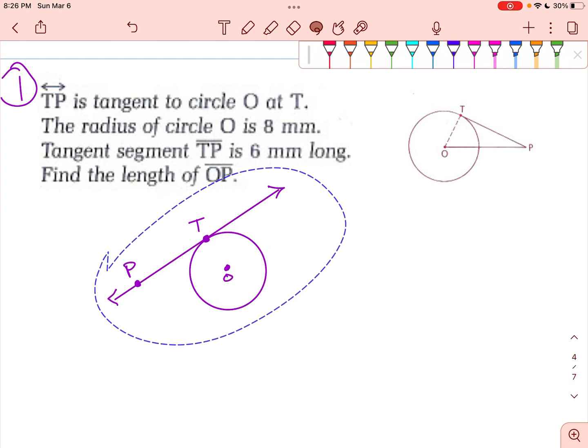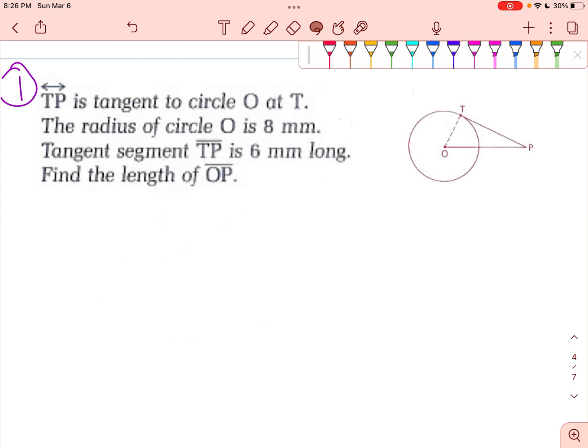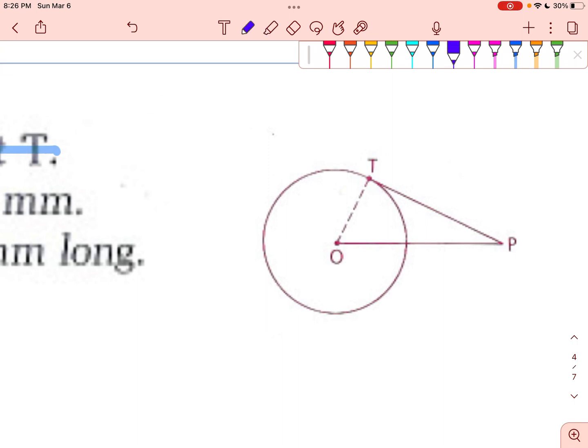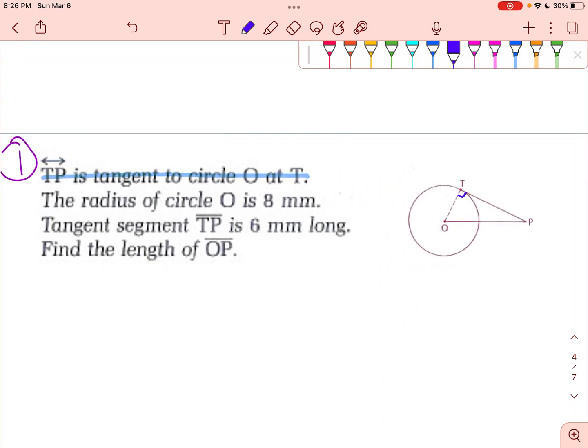Okay, so TP, I redrew it, I didn't need to. TP is tangent to circle O at T. That gives me a lot of information. If TP is tangent to circle O at point T, that tells me that, because I'm drawing from the radius, this is a right triangle. The radius of circle O is 8, so I'm going to put the 8 at the circle. Tangent segment TP is 6. Find OP. Obviously this is a 3, 4, 5 in disguise. So this is a 6, 8, 10.